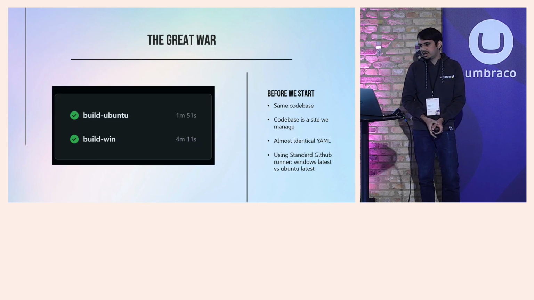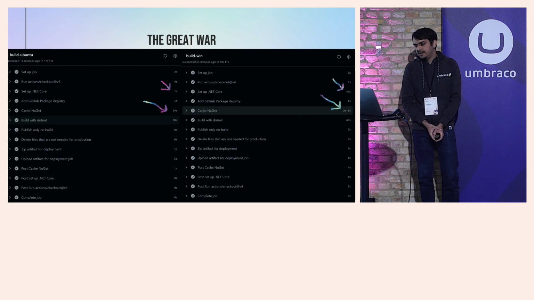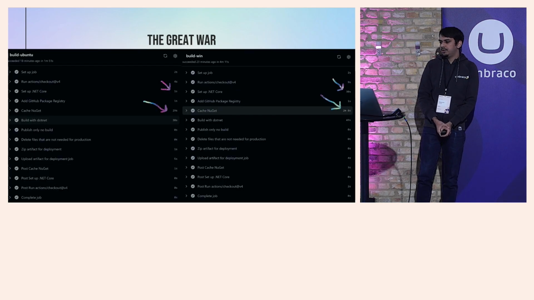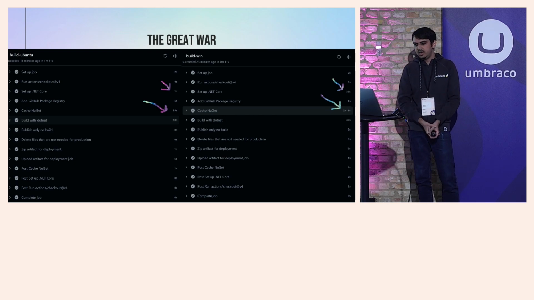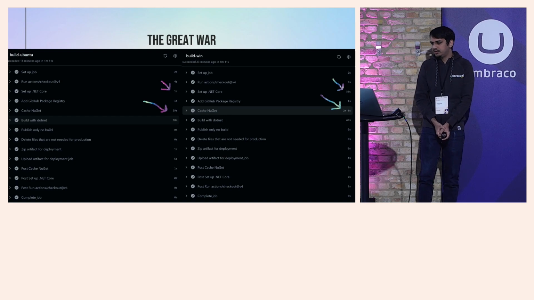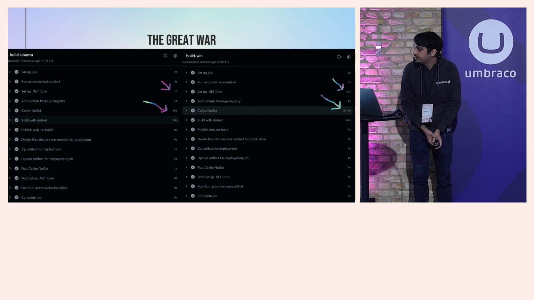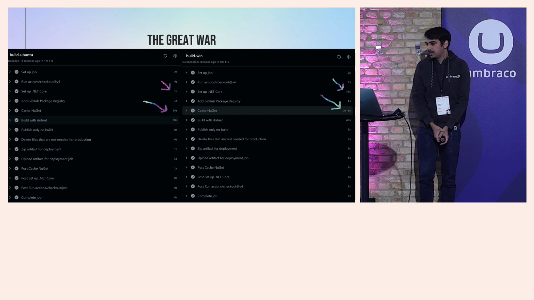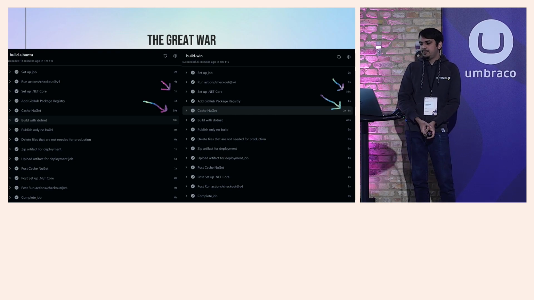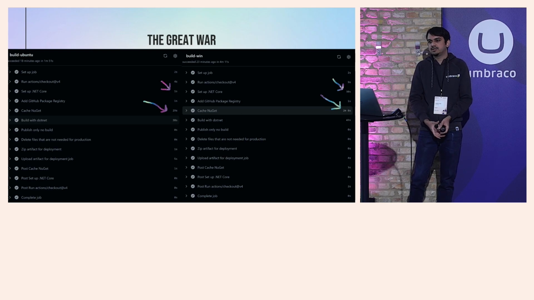Ubuntu takes nearly half the time to complete the build compared to Windows. Here's a breakdown of the different tasks in the build. For some reason, Windows takes nearly 2 minutes longer to grab our cached NuGet packages. These packages are cached in GitHub, so it's a little puzzling why Windows is taking 2 minutes and 8 seconds, and then Ubuntu is just taking 29 seconds. Setting up the agent with .NET 8, because it's Umbraco 13, takes 29 seconds more on Windows. Other than that, the rest of the tasks take almost the same time.